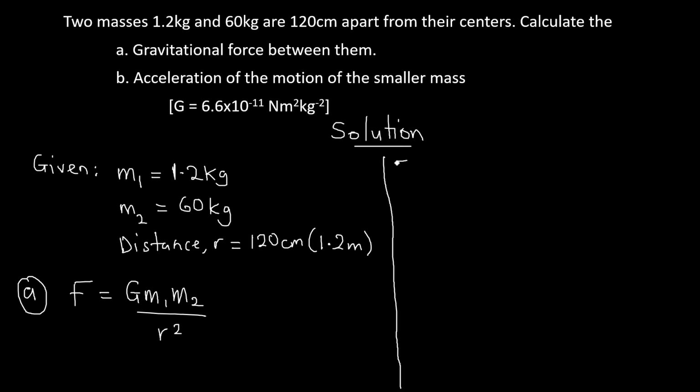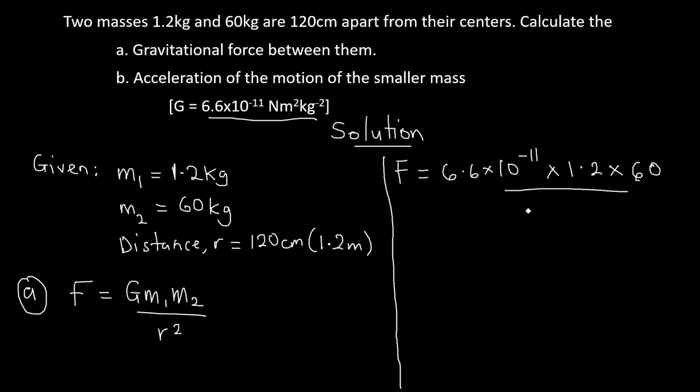So now let's replace all our symbols with the appropriate figures. Remember G is 6.6 times 10 to the power negative 11. We will not write the unit, that will be too lengthy. Times m1, which is 1.2 kilograms, times m2, that will be 60 kilograms, divided by r squared. r is 1.2, so we have 1.2 squared.